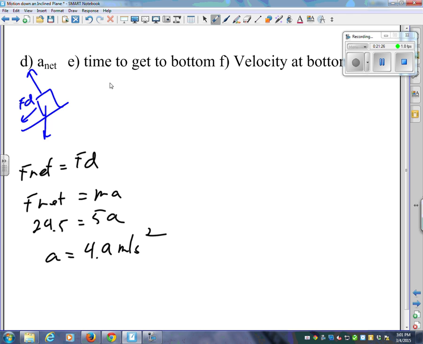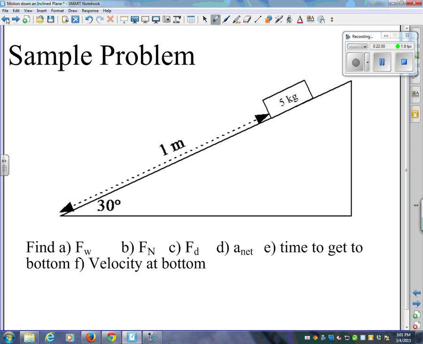Little joke there. Now I've moved into kinematics here, the time to get to the bottom. Is this accelerated motion or is this constant motion? Can I use V equals D over T? No, this assumes constant velocity. I have accelerated velocity. Time to get to the bottom. I do know the D. Wouldn't VI start at 0 because it started at the top? VI starts at 0. Do I know VF? No. What do I know about this? I know it's 1 meter, right?